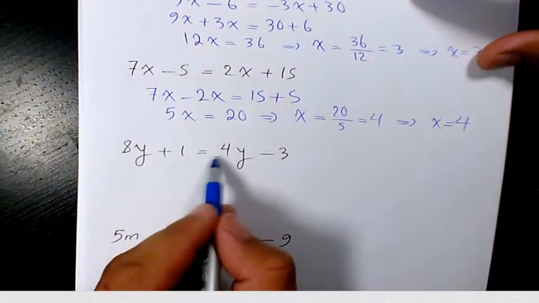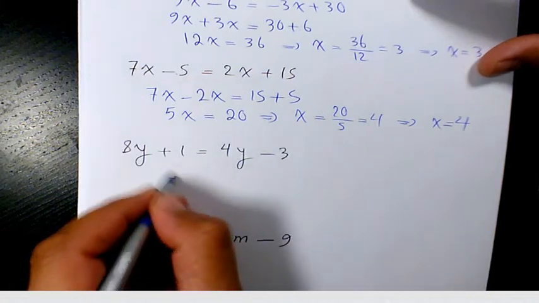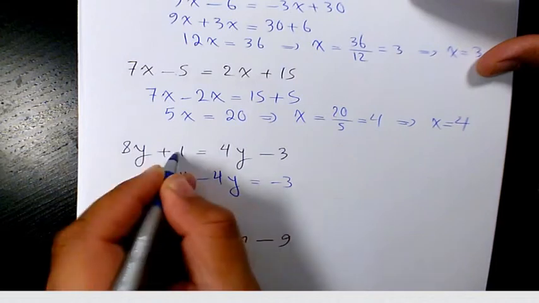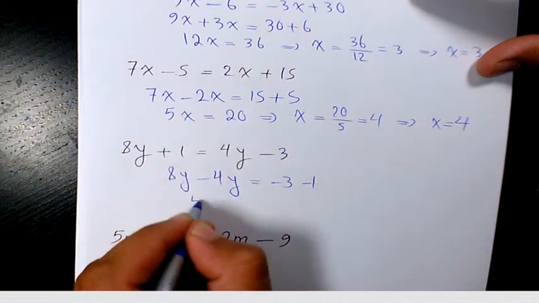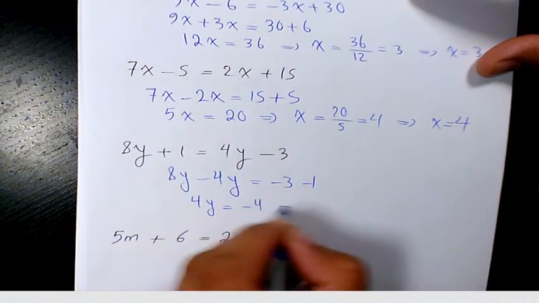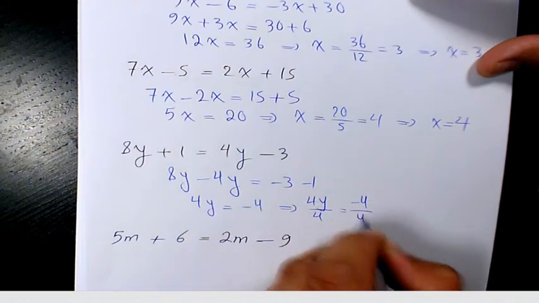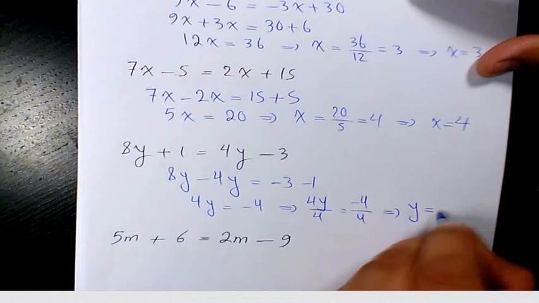8y plus 1 equals 4y minus 3. So 8y minus 4y equals negative 3. 1 to the other side, negative 1. 4y equals negative 4. So 4y divided by 4 equals negative 4 divided by 4. y will be negative 1.